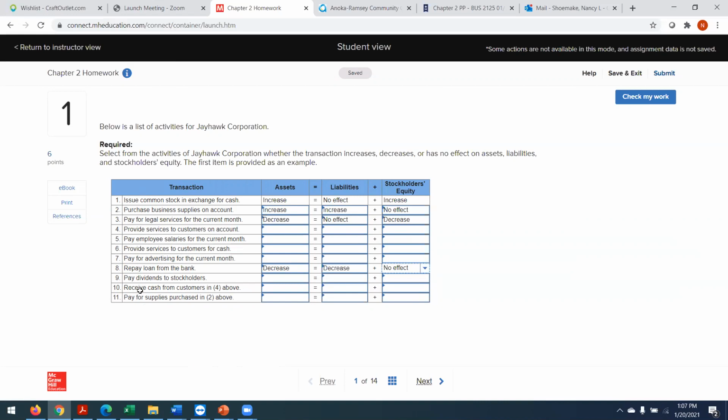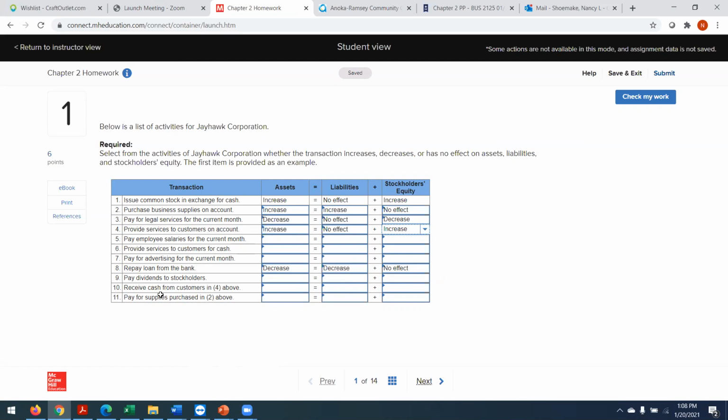Let's look at number 10. We receive cash from customers in 4 above. In 4 above, we provided services to customers on account, which means we didn't get the cash yet, they owe us. Okay. So up here, we increased an asset called accounts receivable. Okay. And we also increased our stockholders' equity.